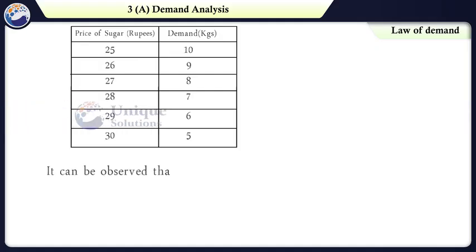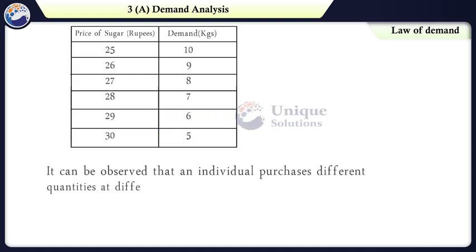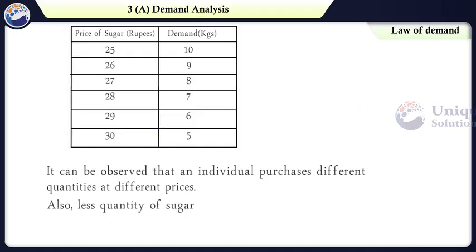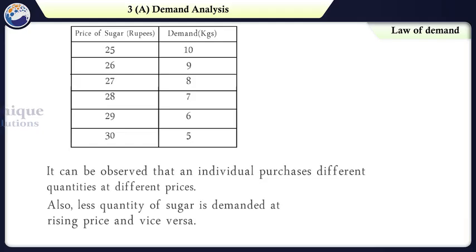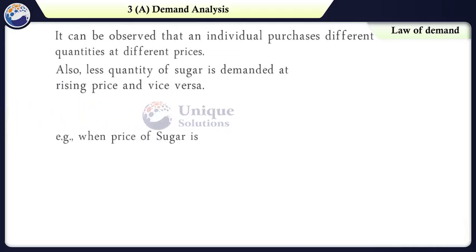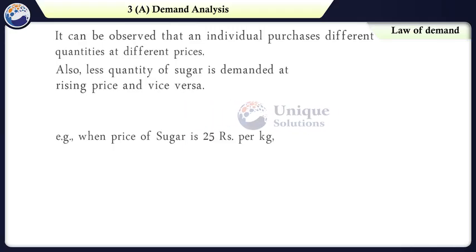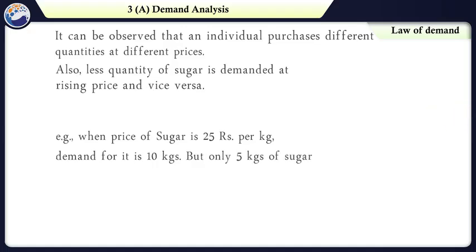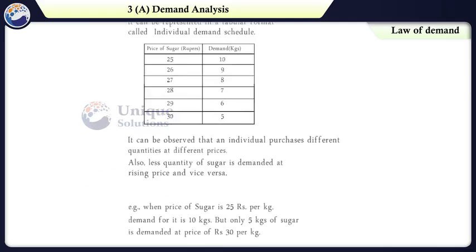It can be observed that an individual purchases different quantities at different prices. Also, less quantity of sugar is demanded at rising price and vice versa. For example, when the price of sugar is 25 rupees per kg, demand for it is 10 kgs. But only 5 kgs of sugar is demanded at a price of 30 rupees per kg.